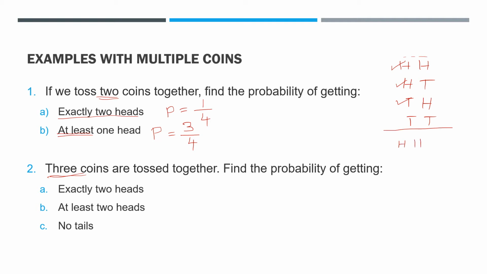We can either get heads, heads, heads, or heads, heads, tails, or heads, tails, heads, or heads, tails, tails. Now similarly, the first coin can also become tails, right? So tails, heads, heads is another possible outcome. Tails, heads, tails, tails, tails, heads, and tails, tails, tails.